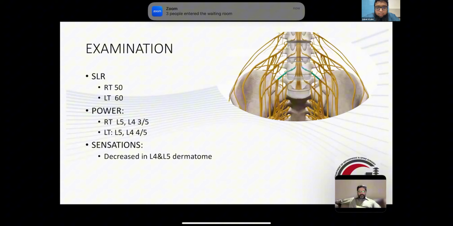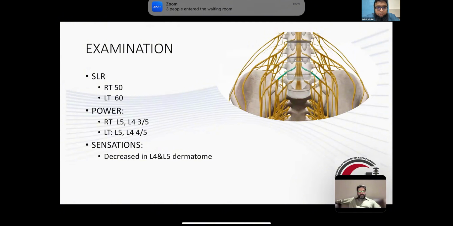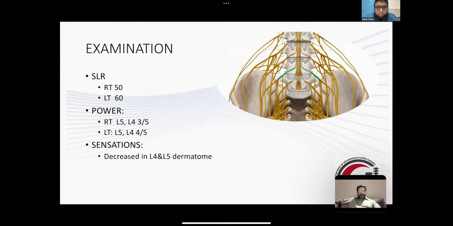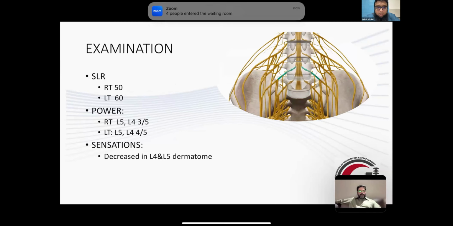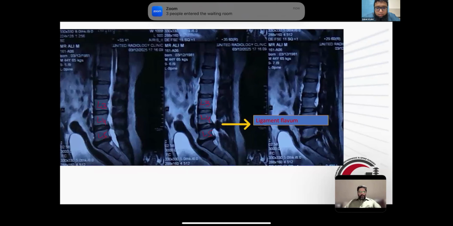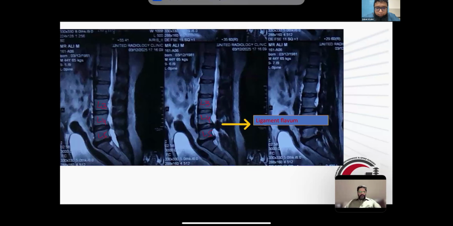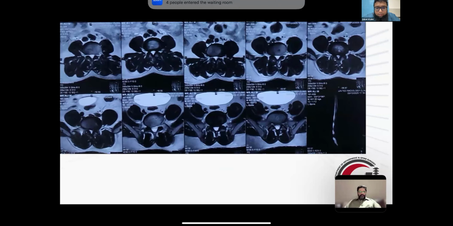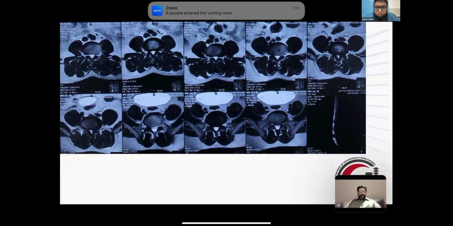On examination, the right side straight leg raise test is 50 degrees and the left side is 60. On neurological examination, the patient has right side L5 and L4 power of 3/5, and on the left side the L5 and L4 myotome power is 4/5. The patient has decreased sensation in the L4 and L5 dermatomes. We advised X-rays with flexion and extension, which show there is no instability. And the MRI shows a spinal stenosis at the level of L4 and L5, with paracentral, central, and bilateral foraminal stenosis at this point.